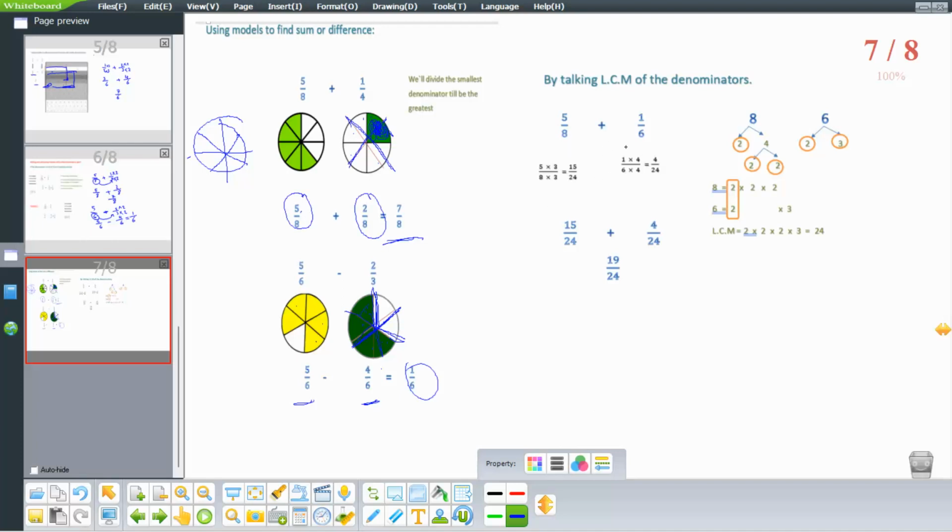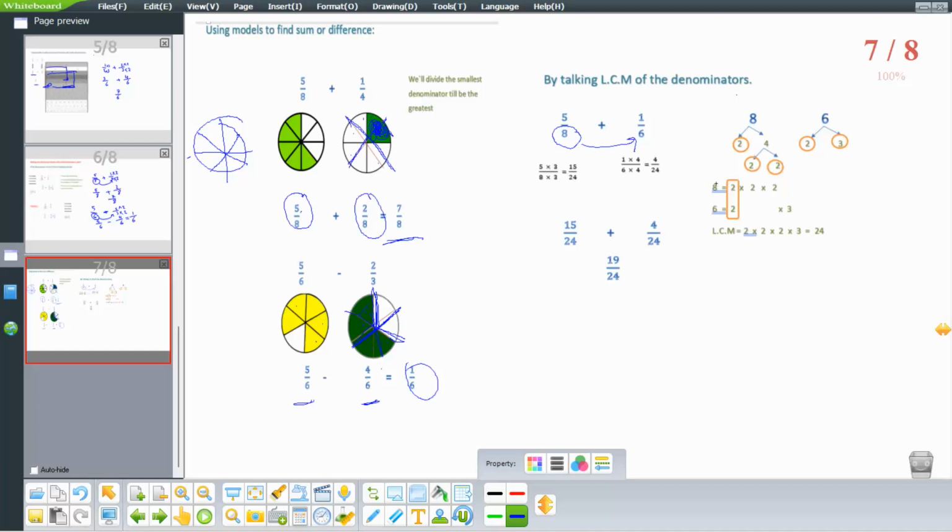Okay, 5 over 8 plus 1 over 6. Okay, here by taking the LCM. When do I resort to the LCM? When I ask myself, is 8 a multiple of 6? No, it is not a multiple of 6. So we are going to find the LCM of 8 and 6. Let's factorize. It will be 2 and 4, and 4 will factorize again 2 times 2. So 8 will be 2 times 2 times 2, and 6 will be 2 times 3.